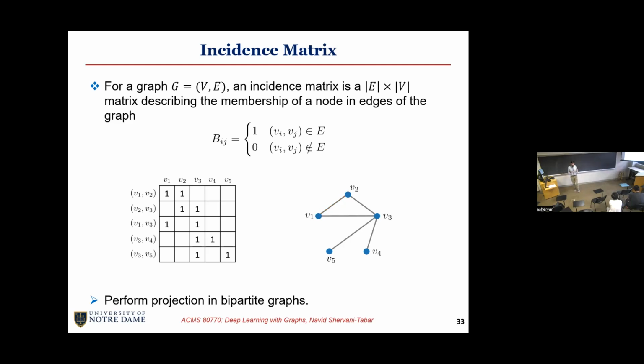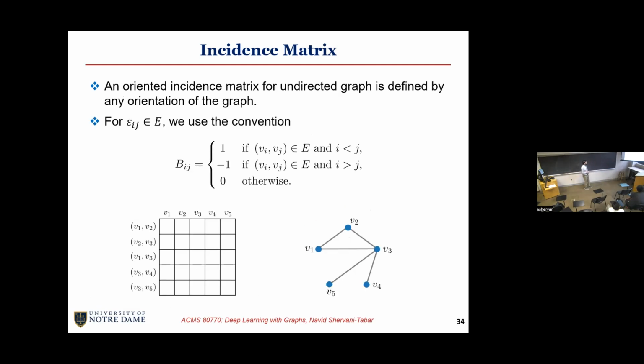We use this incidence matrix, for example, for projecting. We looked at bipartite graphs, and we said that we can fold that to each of the disjoint sets in that bipartite graph. And we can perform that projection using this incidence matrix, for example. So we looked at the incidence matrix for undirected graphs.